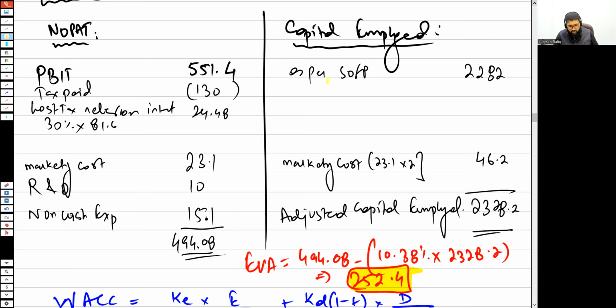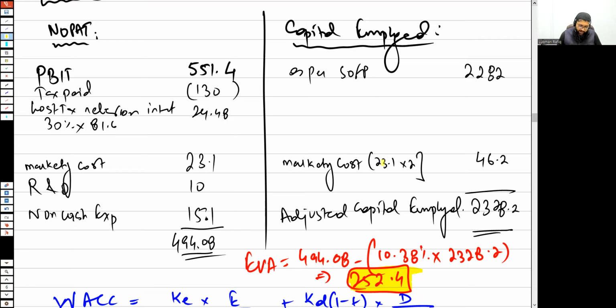Yes, Lukman. Yeah, Ricky Siddiqui, please. My question is, why are we multiplying the marketing cost by 2 for the capital employed? Okay, because my assumption is that it has been incurred for the last 2 years. I mean, this is the third year. That is what I have assumed.